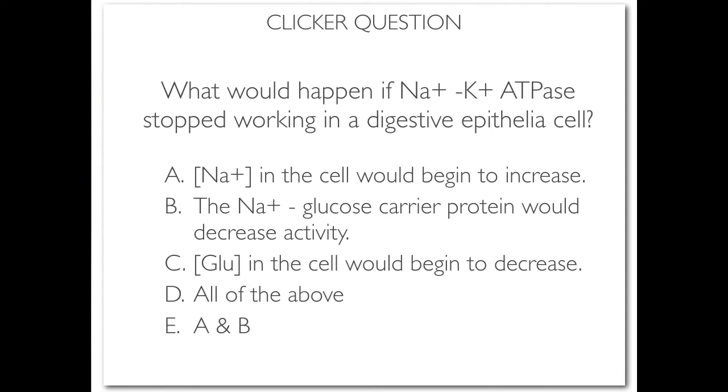Okay, so A, the concentration of sodium in the cell would begin to increase. B, the sodium glucose carrier protein would decrease in its activity. C, the concentration of glucose in the cell would begin to decrease. D is all the above, and E is A and B. So take a couple minutes to think about that one.